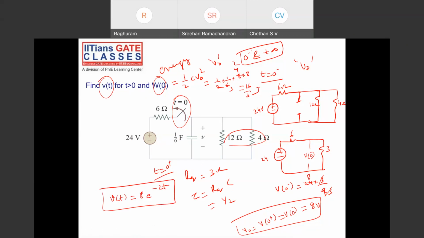Clear everyone? Am I going fast, or are you able to understand this? Clear, right? Only 2 steps: finding V naught and finding tau. To find V naught, use t equal to 0 minus. To find tau, use t equal to 0 plus. Only 2 conditions. Okay?